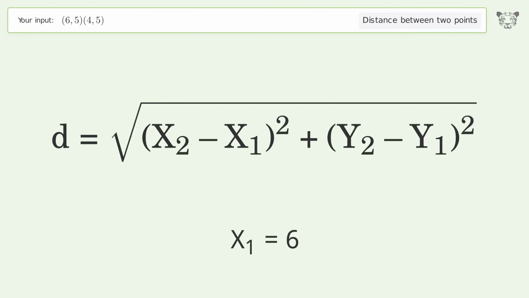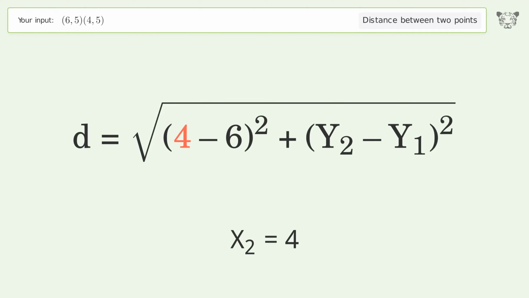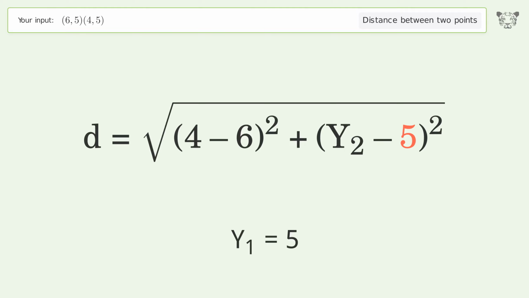x1 equals 6. x2 equals 4. y1 equals 5. y2 equals 5.